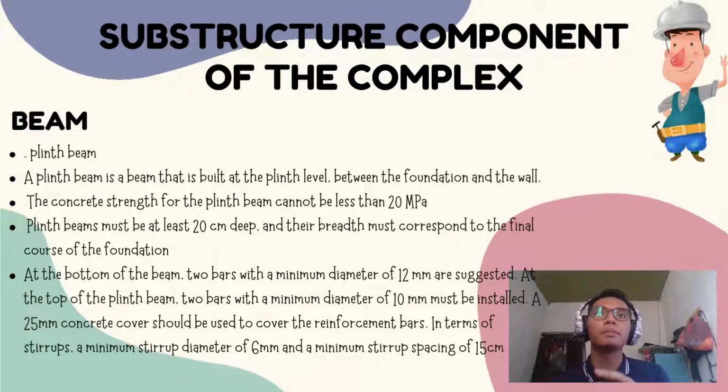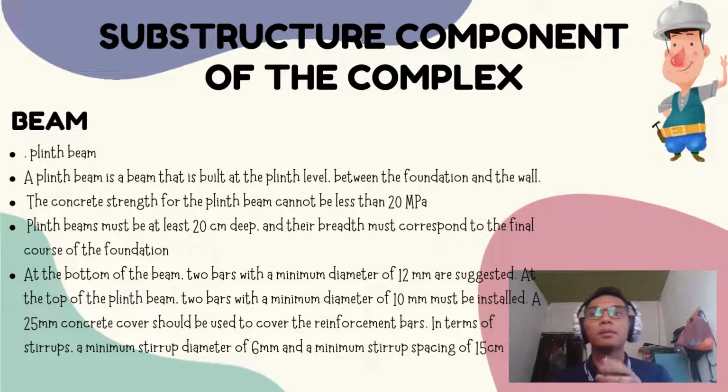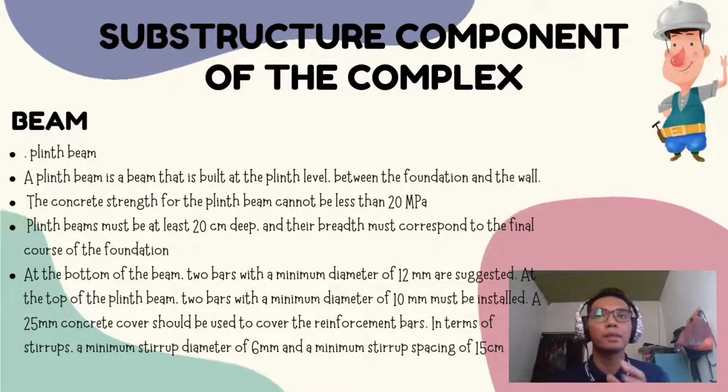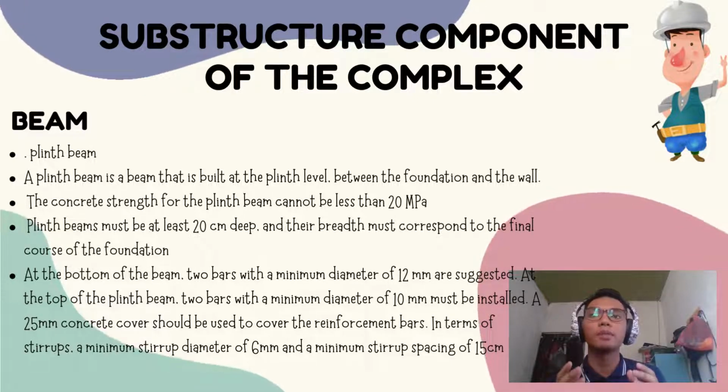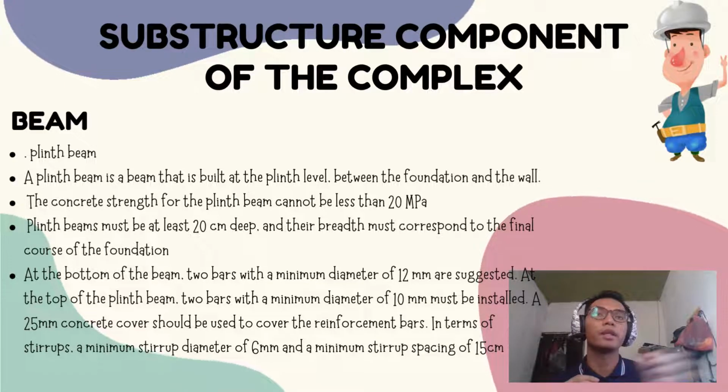The concrete strength for the plinth beam cannot be less than 20 megapascal. Plinth beams must be at least 20 cm in depth, and their plate must correspond to the final cost of the foundation. At the bottom of the beam, two bars with a minimum diameter of 12 mm are suggested. At the top of the plinth beam, two bars with a minimum diameter of 10 mm must be installed. A 25 mm concrete cover should be used to cover the reinforcement bars. In terms of stirrups, a minimum stirrup diameter of 6 mm and a minimum stirrup spacing of 15 cm.